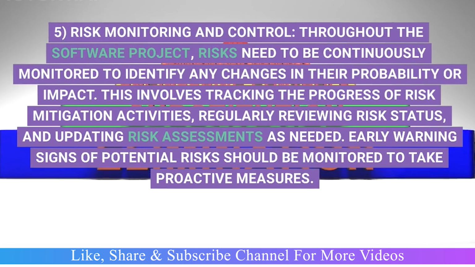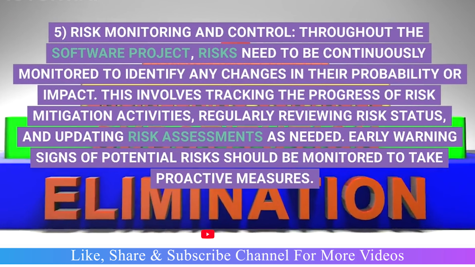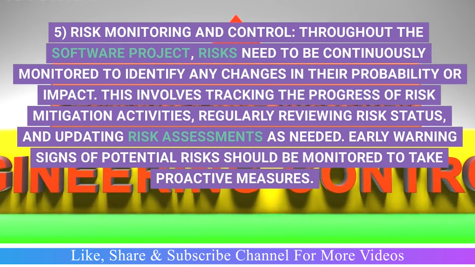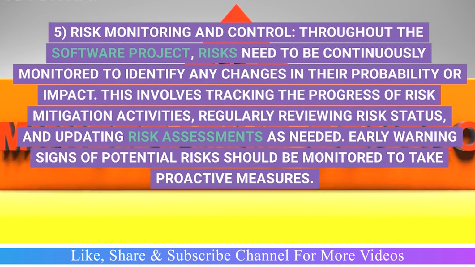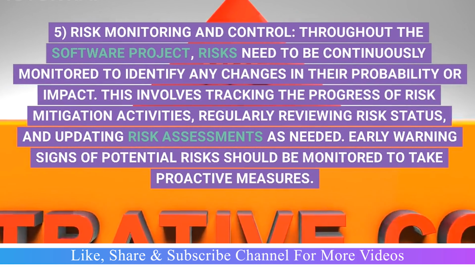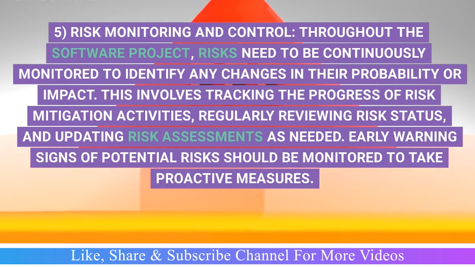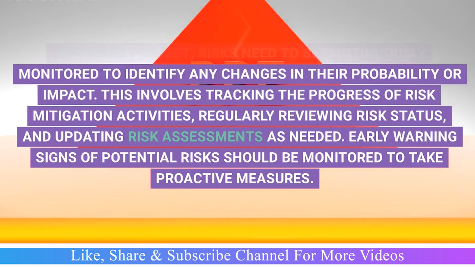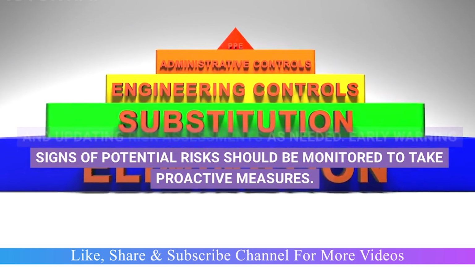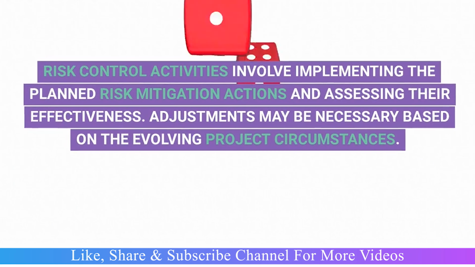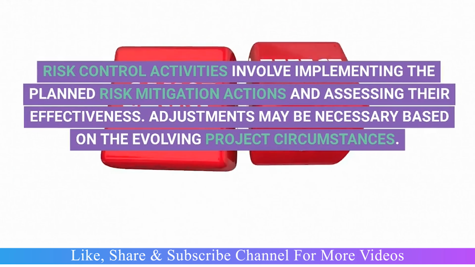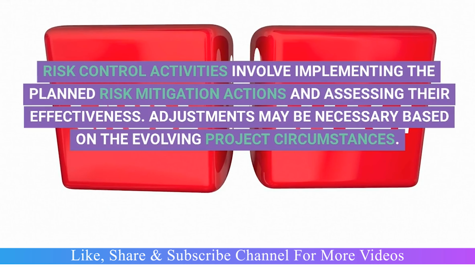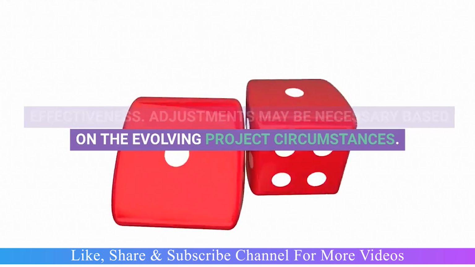5. Risk monitoring and control. Throughout the software project, risks need to be continuously monitored to identify any changes in their probability or impact. This involves tracking the progress of risk mitigation activities, regularly reviewing risk status, and updating risk assessments as needed. Early warning signs of potential risks should be monitored to take proactive measures. Risk control activities involve implementing the planned risk mitigation actions and assessing their effectiveness. Adjustments may be necessary based on the evolving project circumstances.